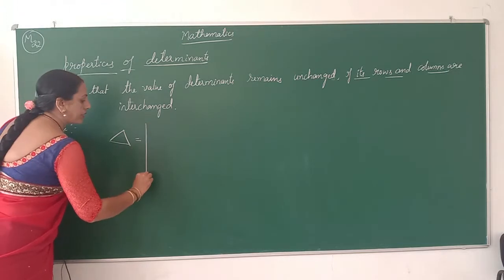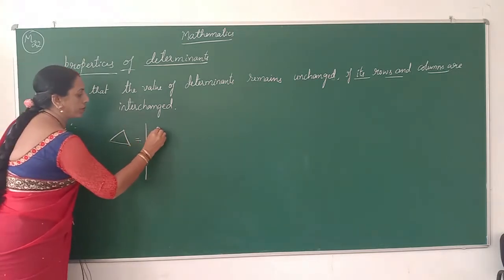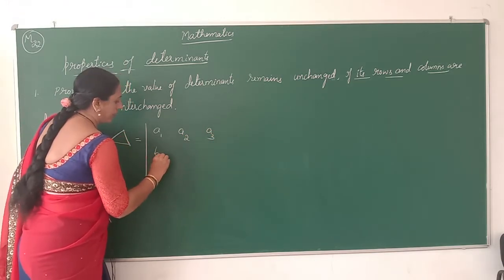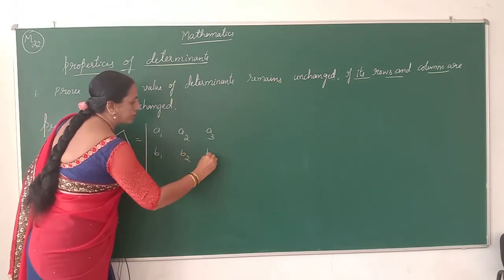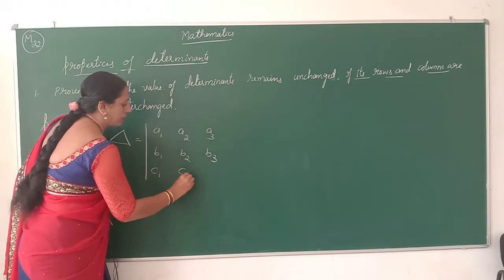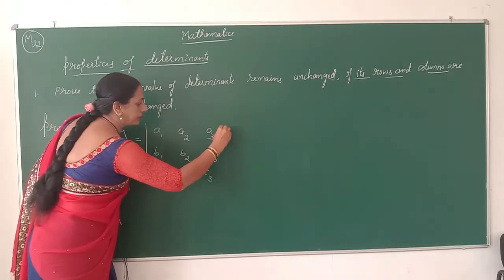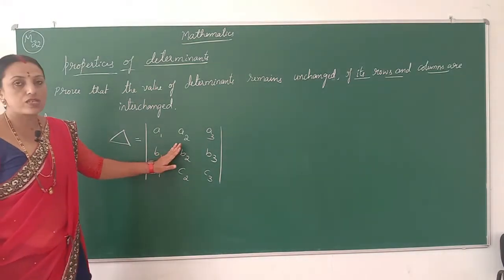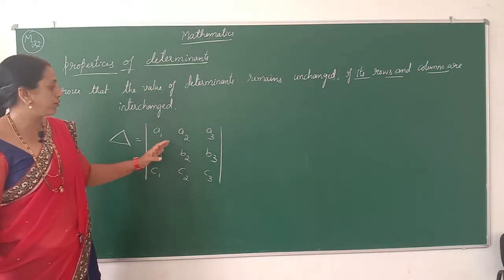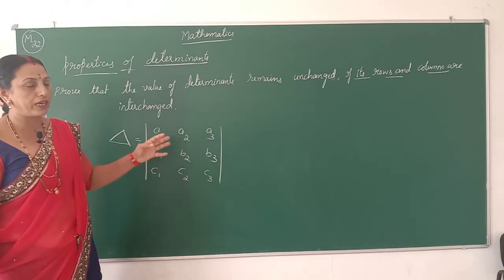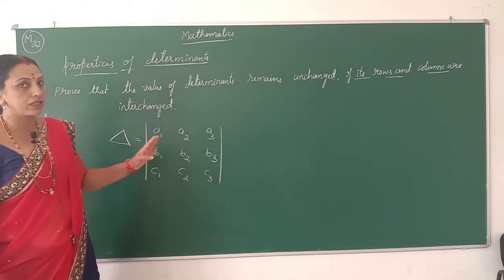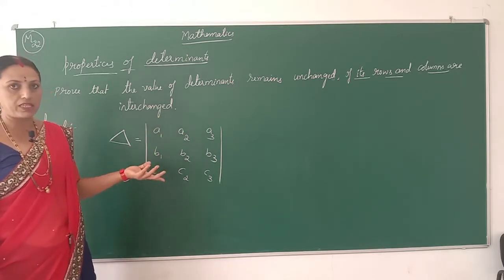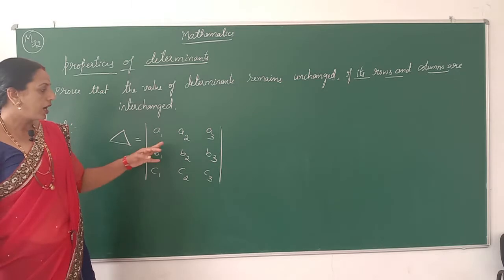The elements can be taken in general form: A1, A2, A3, B1, B2, B3, C1, C2, C3. That is called delta. The elements should always be chosen in general form, not as numerical values like 1, 2, 3, 4, 5. They are considered in the form of A, B, C, or X, Y, Z, or A1, B1, C1, or A1, A2, A3, like this.